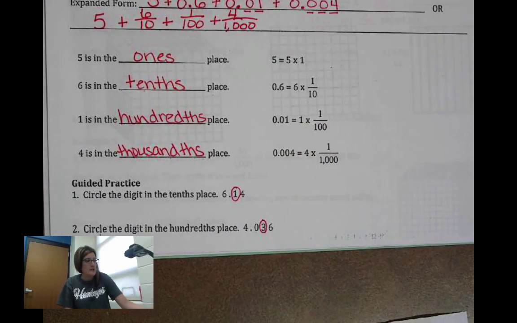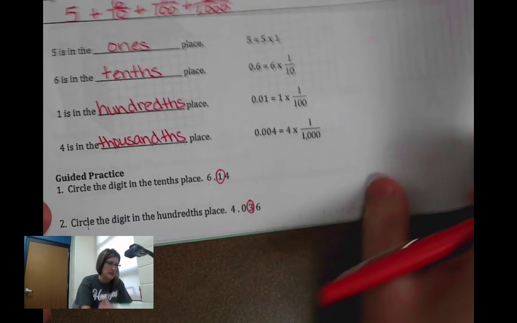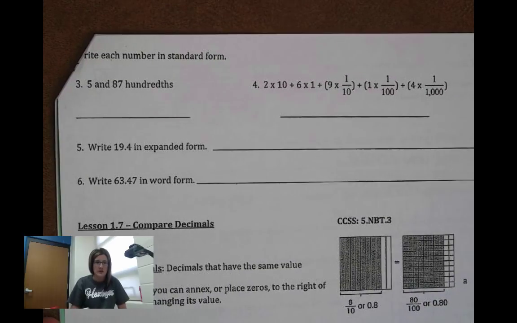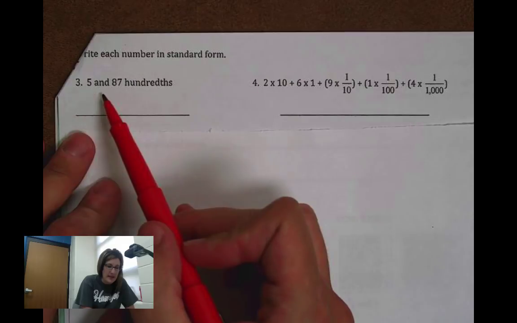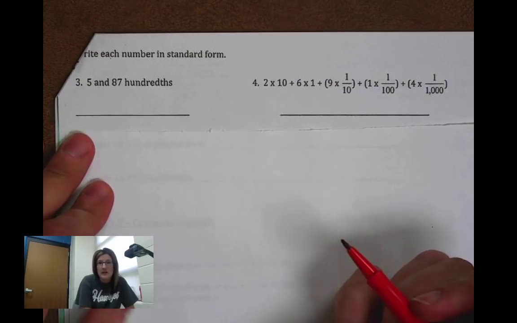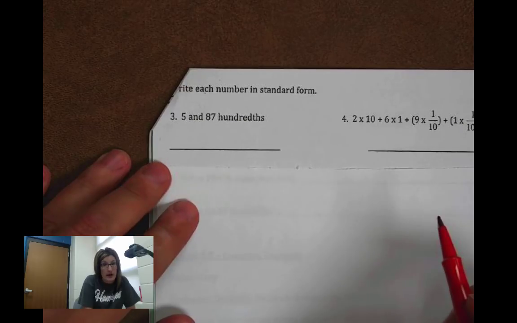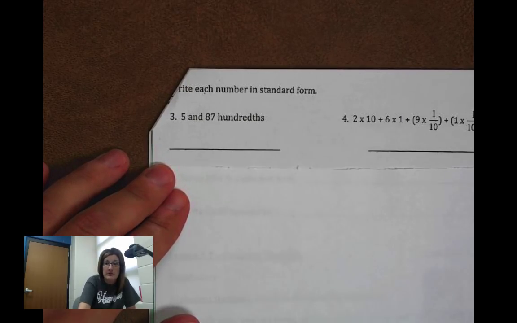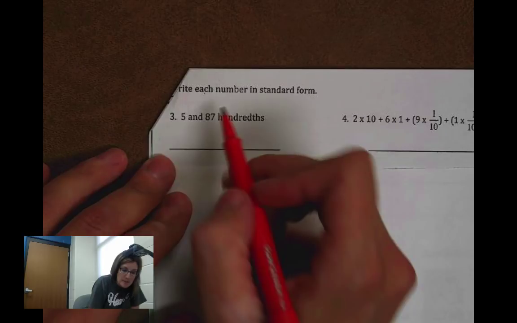All right, so we've done guided practice 1 and 2. Go ahead and flip to the next page, and we've got a couple here to do. So we're going to start off with number 3. We're going to write 5 and 87 hundredths. Just like we did on 1 and 2, I would like you to pause it right now. Please try that problem and then come back and check and see if you are correct. If for some reason you have something different than I have after you have done it, please change it.